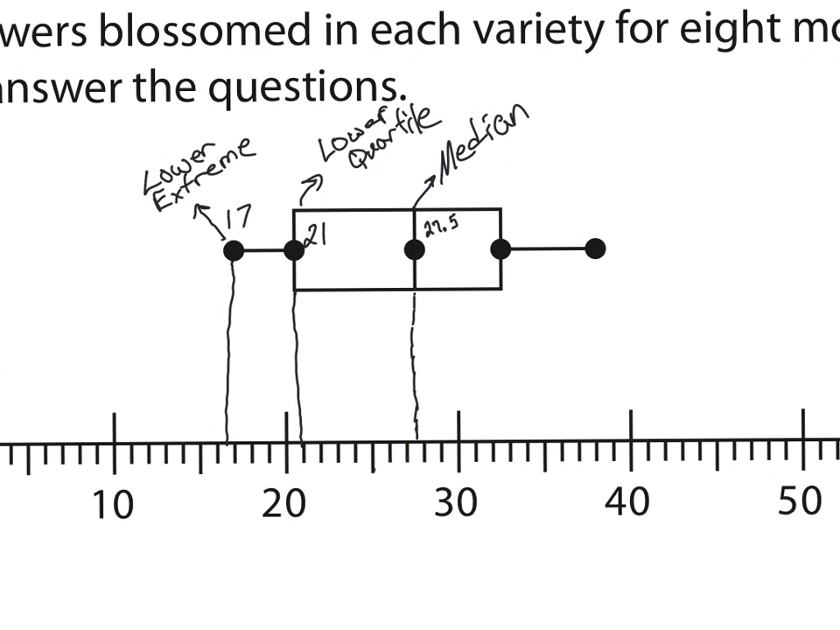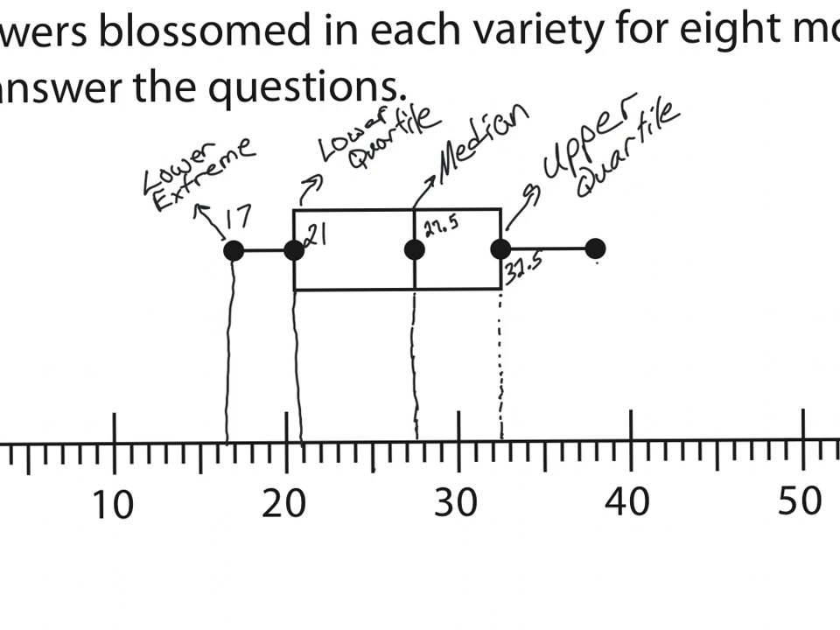Our upper quartile is the next dot. And that lines up with, it looks like we again have a decimal. So that lines up with 32.5.